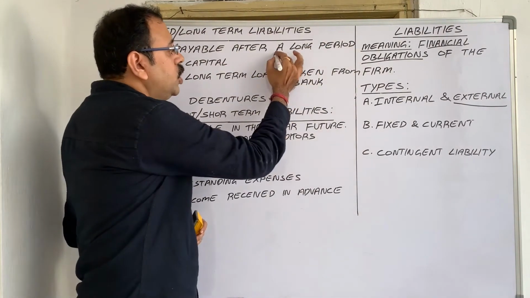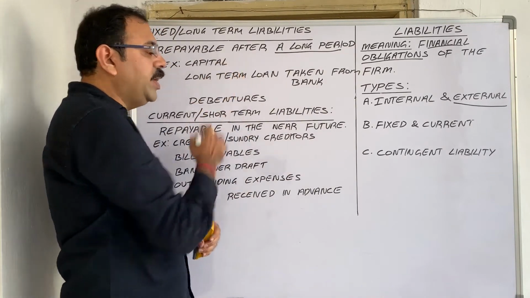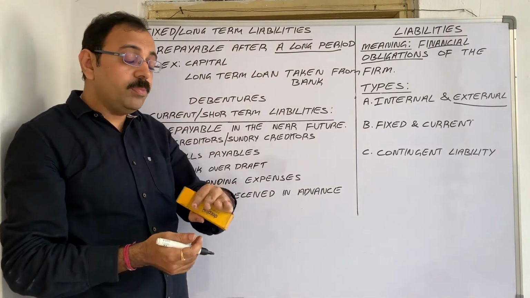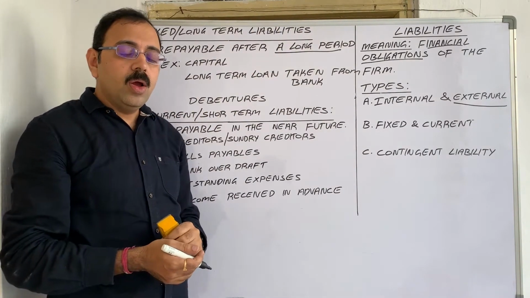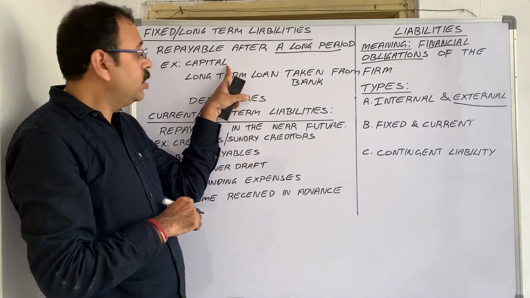Long period means more than 1 year period. Examples are capital. From owner, firm took capital. When is the firm going to repay that capital? Only at the time of liquidation. So it is a long-term capital.